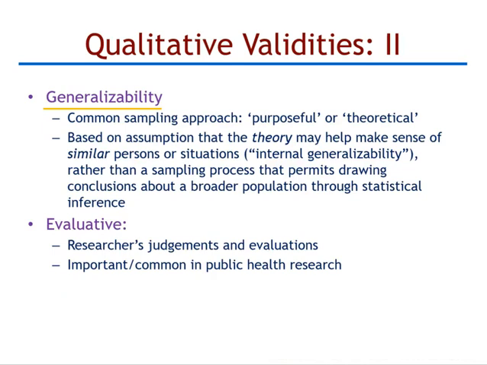Generalizability is the same as transferability, as we've talked about, and sampling is important here. So we use purposeful or theoretical sampling to target participants or cases that can provide us information that is sufficiently rich so that we can fully understand a phenomenon and develop theory around it, rather than sampling people so that our sample is statistically representative of the broader population, right? That's the goal of quantitative sampling. So the assumption here is that the theory may help us understand similar people in other contexts.